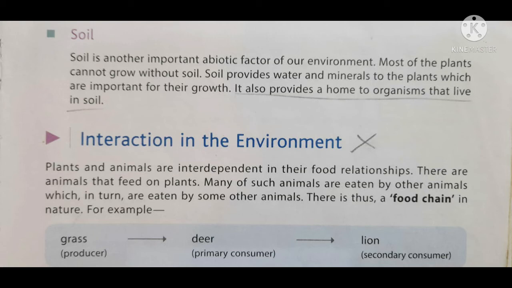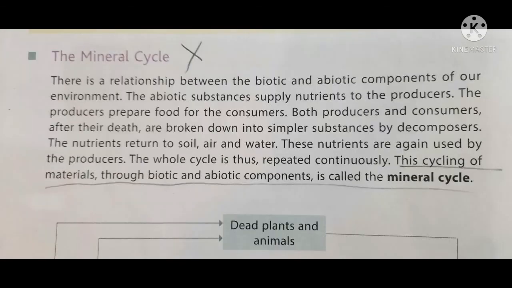So in interaction in the environment, our next example is the mineral cycle. Let's see the mineral cycle. There is a relationship between the biotic and abiotic components of our environment. The abiotic substances supply nutrients to the producers. The producers prepare food for the consumers. Both producers and consumers after their death are broken down into simpler substances by decomposers. The nutrients return thus to soil, air, and water.